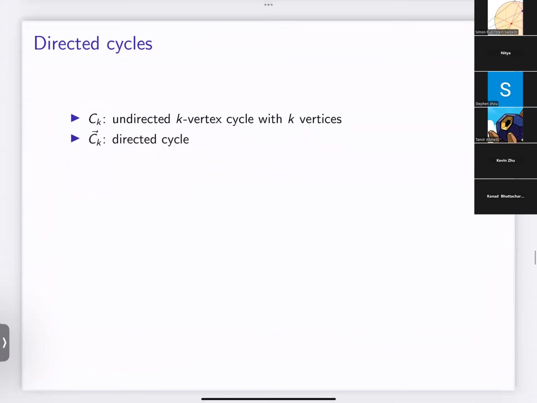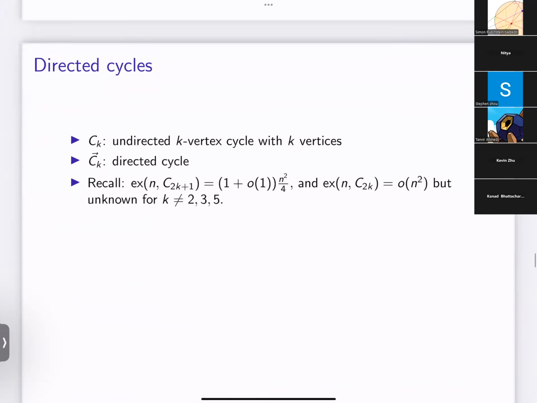But maybe the last example I want to cover are directed cycles. So in the undirected setting, if you recall earlier, triangles and squares had very different behavior, right? If we want to forbid a triangle, we can have up to n squared over 4 edges. Whereas if we want to forbid a square, if you remember, we can only have up to n to the 3/2 edges. And in fact, we know all of the Turán numbers of all the odd cycles and none of the even cycles, basically.